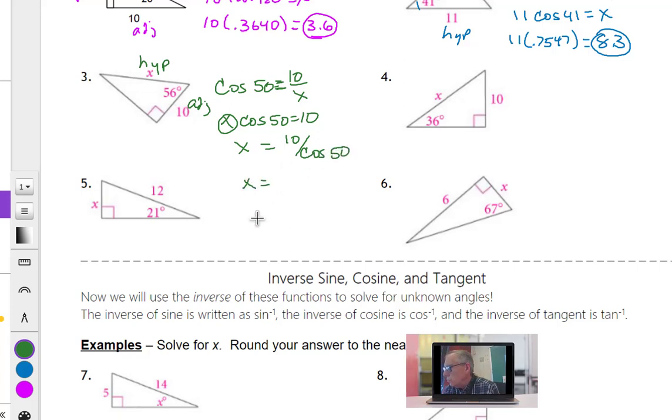Using the table, the cosine of 50 is 0.6428. So x is going to be 10 divided by 0.6428. And rounded to one decimal place, that comes out to be 15.6.